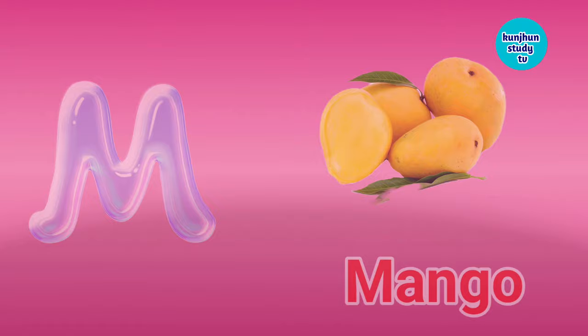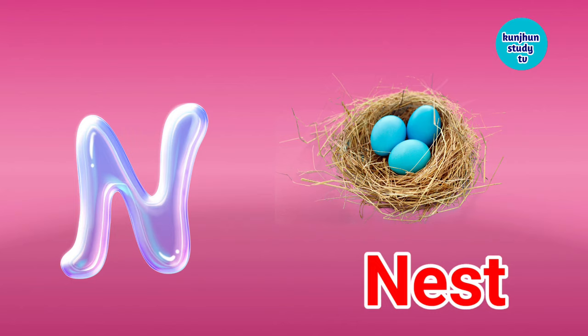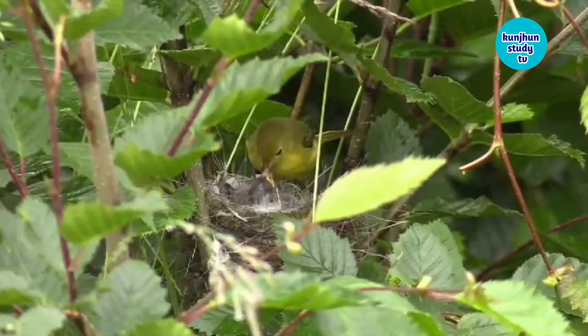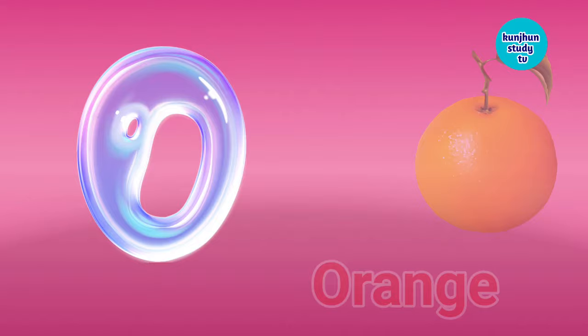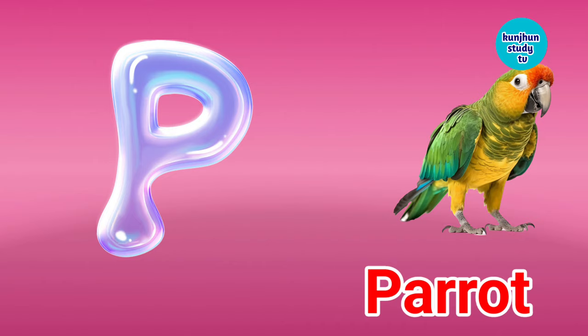M for mango. Mango means aam. N for nest. Nest means ghosla. O. O for orange. Orange means santra. P. P for parrot. Parrot means tota.